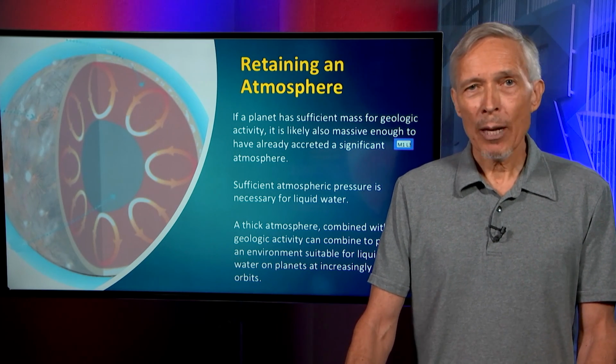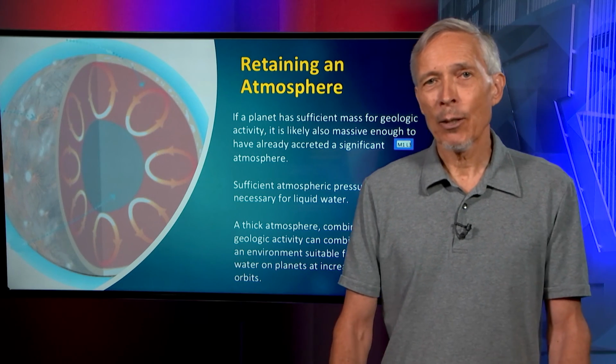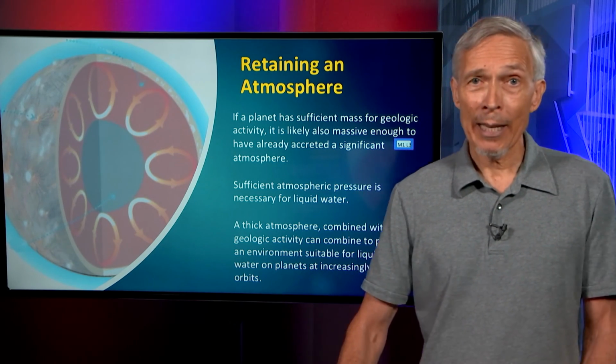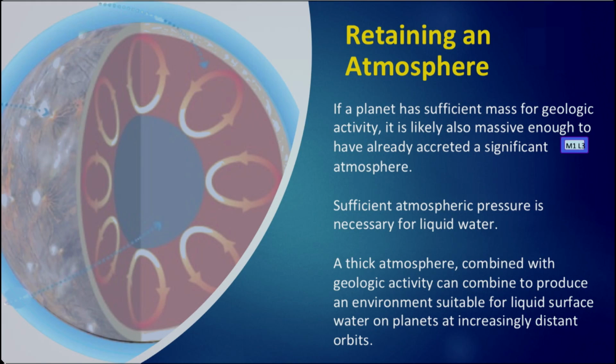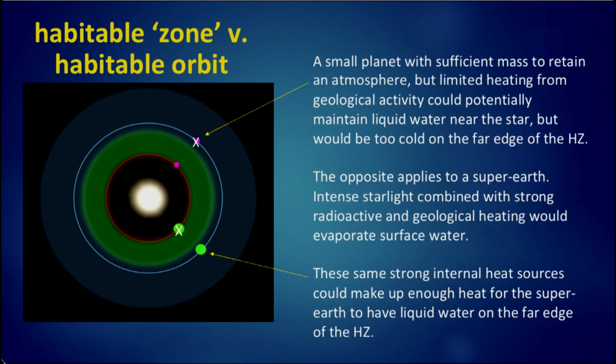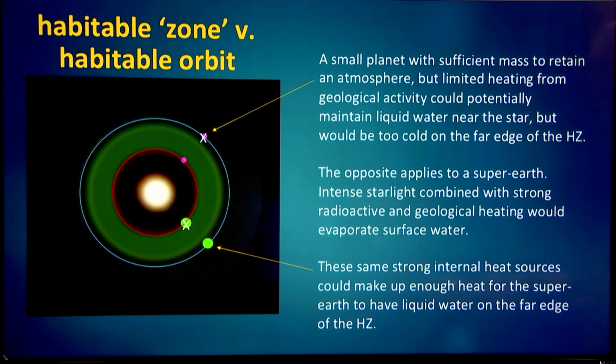Either way, the presence of an atmosphere acting as both a protective shield against high energy radiation from space and as a thermal blanket, raising and stabilizing the temperature of the planet, can act to expand what would be the traditional habitable zone. So we can imagine some possibilities here. In this situation, we imagine a small planet that has sufficient mass to retain an atmosphere, but has very limited heating ability to maintain liquid water. So this would really be too cold and probably would not be habitable.